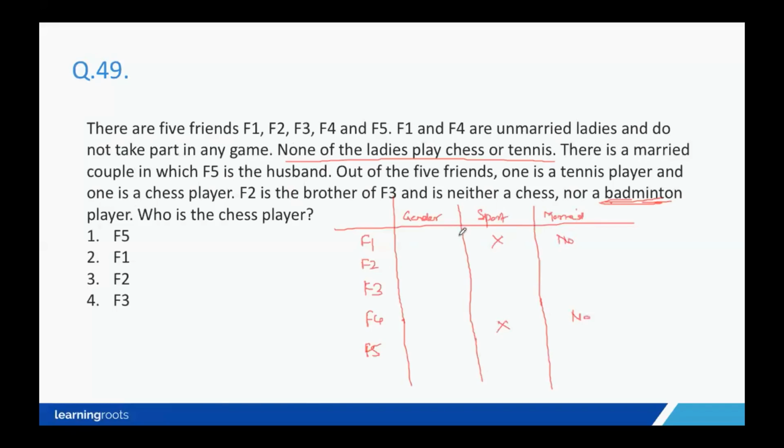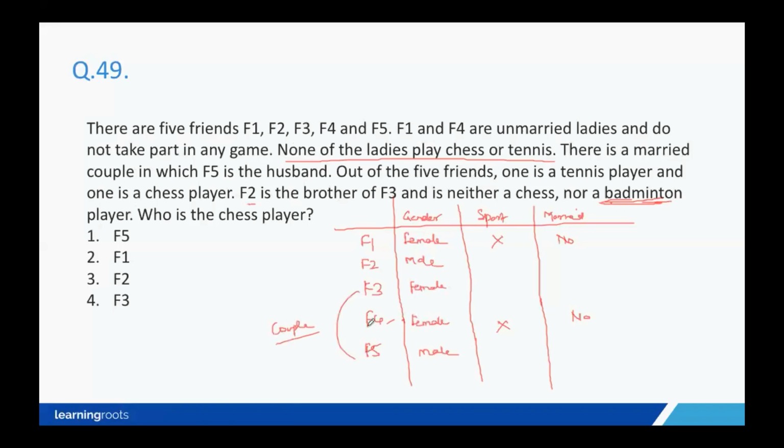None of the ladies play chess or tennis. Again, this is gone. There is a married couple in which F5 is the husband. So clearly F5 has to be male. And of course, F4 is female. F1 is female. Right? And out of the 5 friends, one is a tennis player and one is a chess player. F2 is a brother of F3. So F2 is a brother, which means F2 has to be male. And since these 2 females are unmarried, F3 has to be the female counterpart of F5. Right? So F3 and F5 will form a couple.